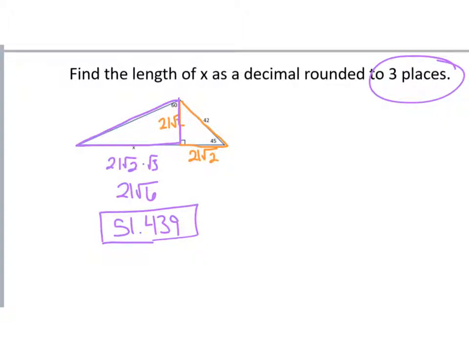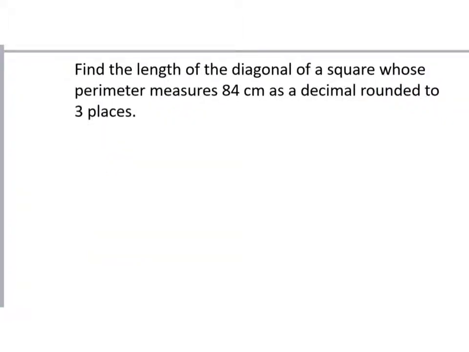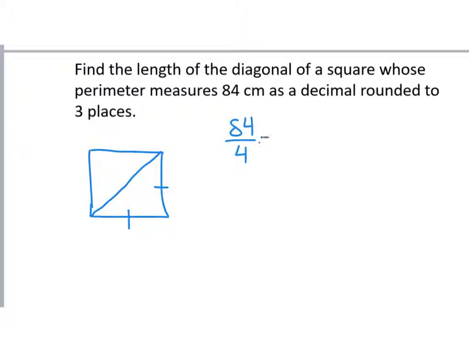Okay? All right, let's look at the next one. Find the length of the diagonal of a square whose perimeter measures 84 centimeters, as a decimal rounded to 3 places. All right, so I have a square, which means when I put my diagonal in, I know I end up with two 45, 45, 90s. If the perimeter is 84, then to find each side, I can just divide by 4, leaving me with 21. Which means my diagonal is the leg with a square root of 2 on it.